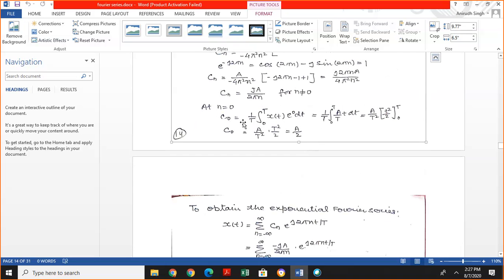When we get the value of c naught, it is equal to 1 by T, integral of x of t exponential 0 dt, and if we substitute the value of x of t, which is A multiplied by capital T dt, then A divided by T square, and if we solve this equation we get the value of a naught is equal to A by 2.